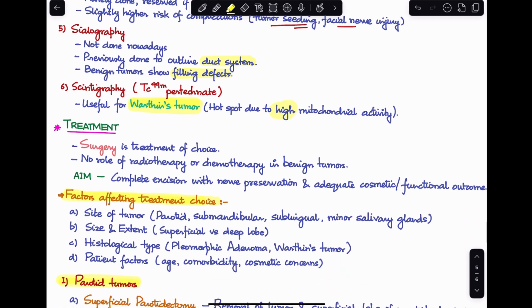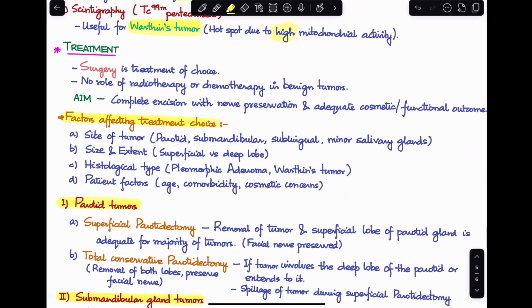Now, how do we treat them? In case of treatment, there is no doubt over here, there is no role of any other treatment. The treatment of choice is to perform surgery. There is no role of radiotherapy or chemotherapy in case of benign tumors. Our aim of surgery is to completely excise the tumor and try to preserve nerves. In case of parotid, it is the facial nerve. In case of submandibular, it is the hypoglossal nerve, the lingual nerve and the marginal mandibular nerve. And the second aim is to give an adequate cosmetic and functional outcome to the patient.